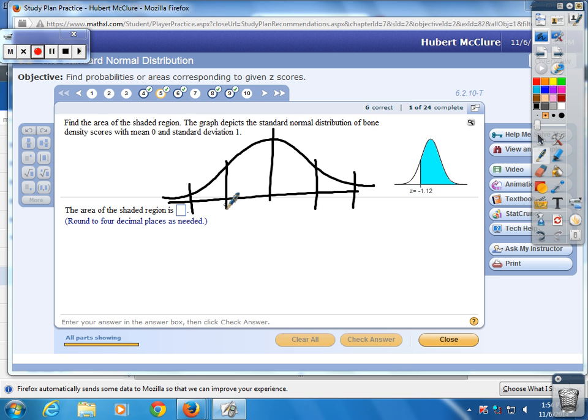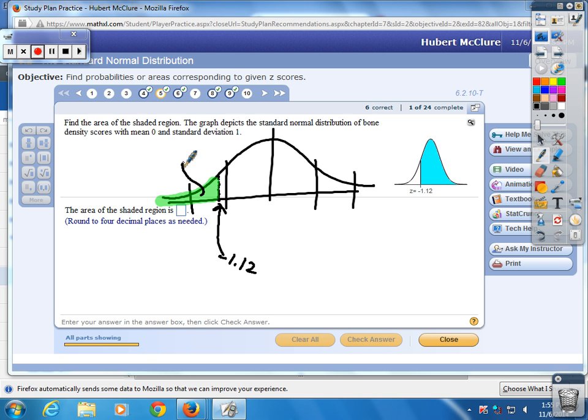Negative 1.12. Well, here's negative 1. So negative 1.12 would be where? Right about there. All right. Now, the only thing I know is that the table will only give me this area right here. That's the only thing the table will give you: the left-hand side of your mark. Because we all read which way? Left to right. So it reads from the left, negative infinity, and it reads to the right. So we got to find this area first.